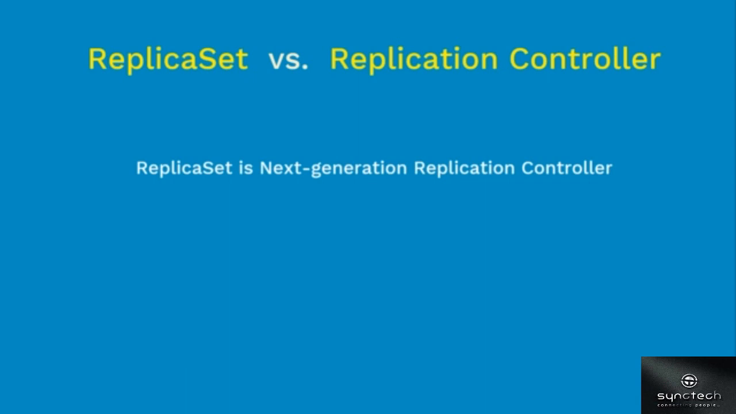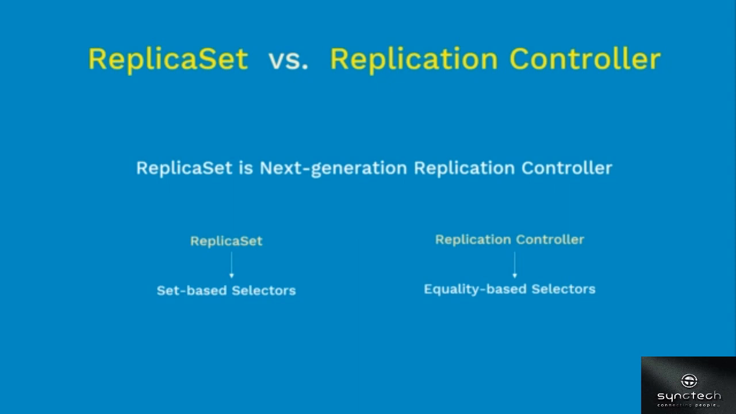However, there is one difference between them, and that is selectors. ReplicaSet supports the set-based selectors, whereas the ReplicationController supports the equality-based selectors. So before we go deep into this topic, let's take a step back to understand what are labels and selectors. And this will get everyone on the same page, including those who are not aware of it.